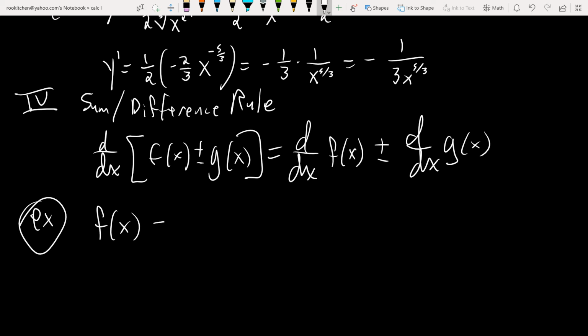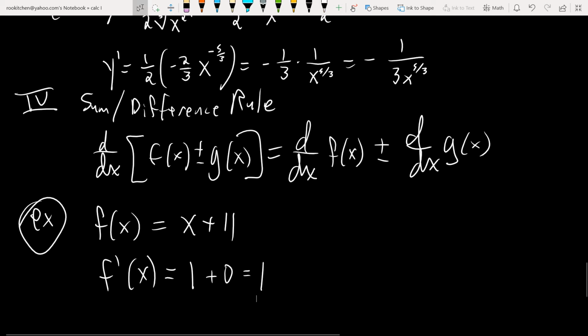So this will allow us basically to take the derivative of any polynomial. So something like f of x equals x plus 11. All we have to do is take the derivatives of the pieces. So the derivative of x, we know from above, is 1. The derivative of 11 is 0. So the derivative of x plus 11 is 1, the slope of that line.